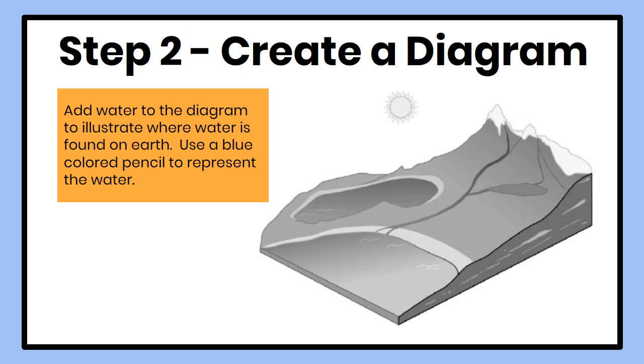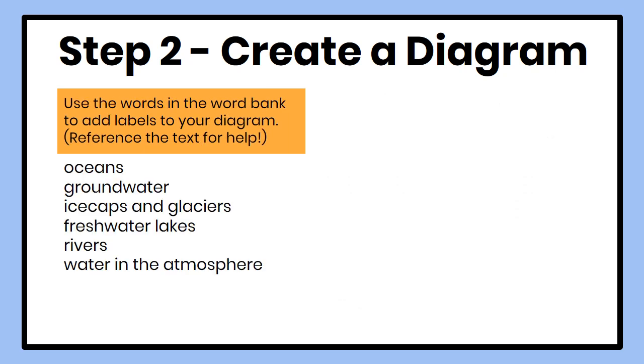Now that we've reviewed the text, it's time to create our own diagram. You will need the all block handout for this part of the lesson and your colored pencils, crayons, or markers. Got them? Great. Our first direction is to add water by using the color blue. Let's take a minute to add water to the diagram anywhere water can be found on Earth. It might be a good idea to pause the video here until you have finished coloring your diagram.